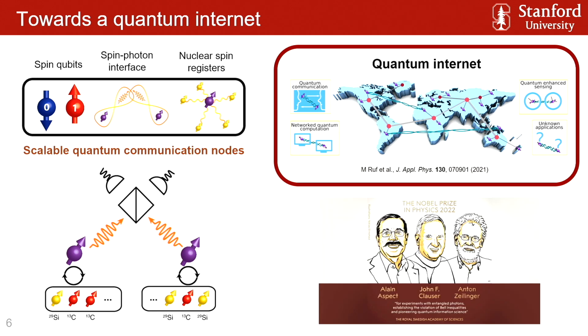And we can also study fun physics along the way. As many of you know, the Nobel Prize in Physics this year was basically about the same idea of distributing entangled photons and measuring non-local correlations. So we think about probing interesting physics as well with a networked internet.